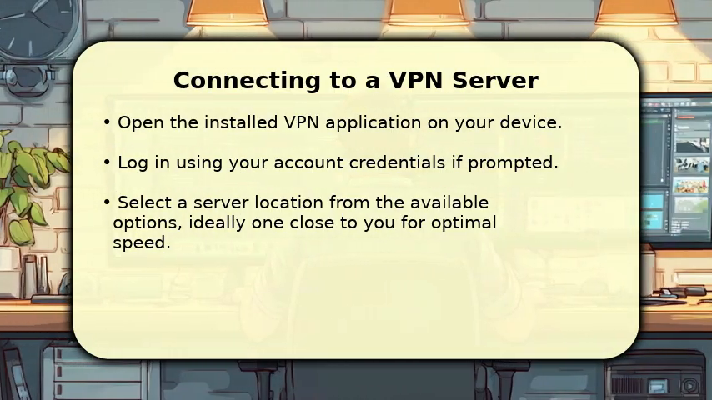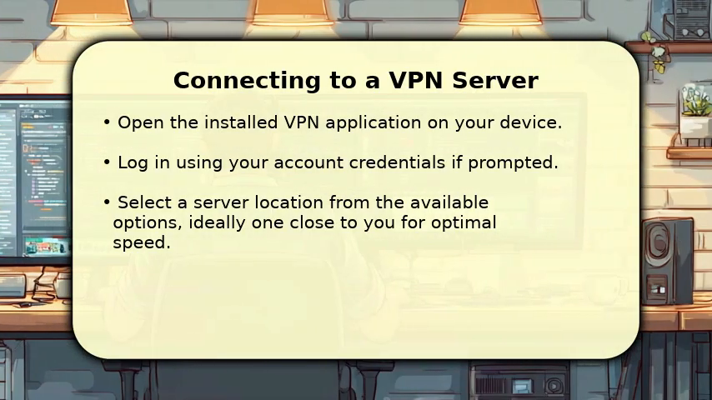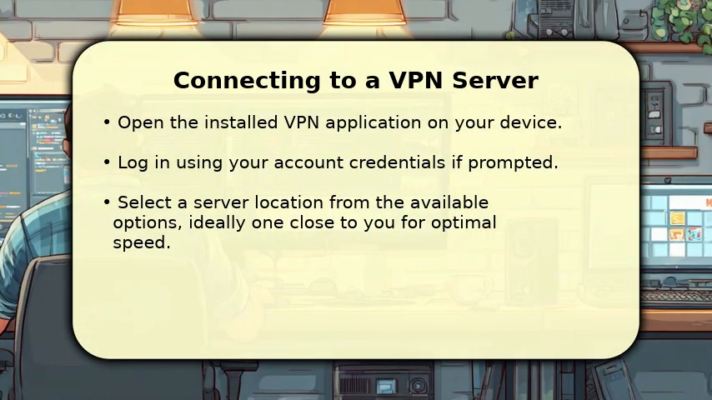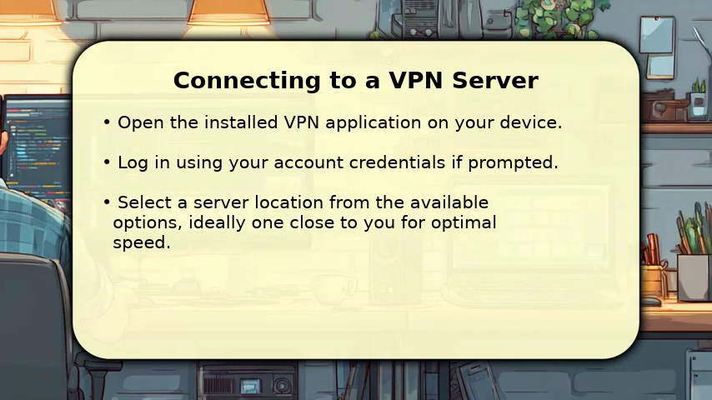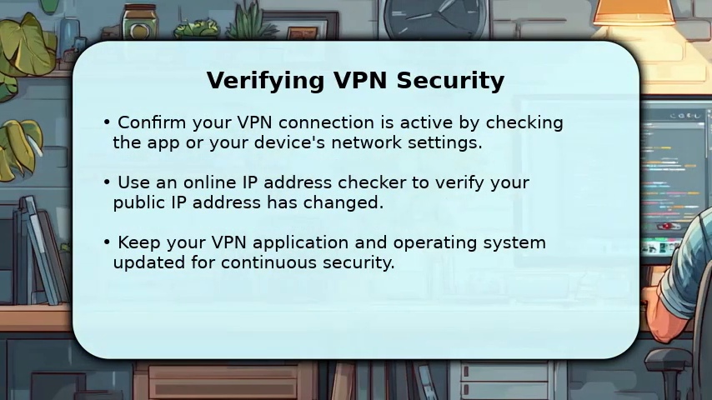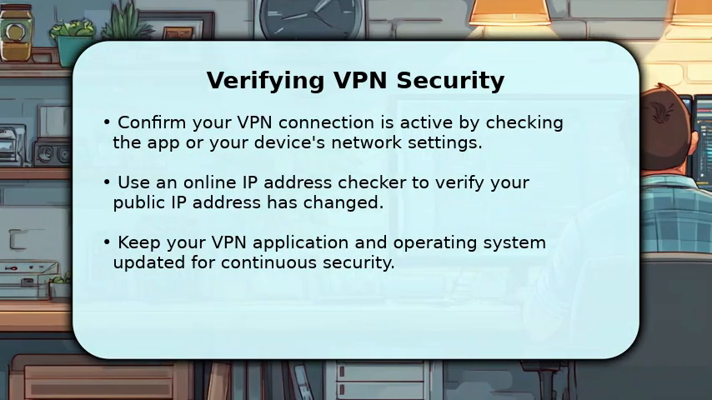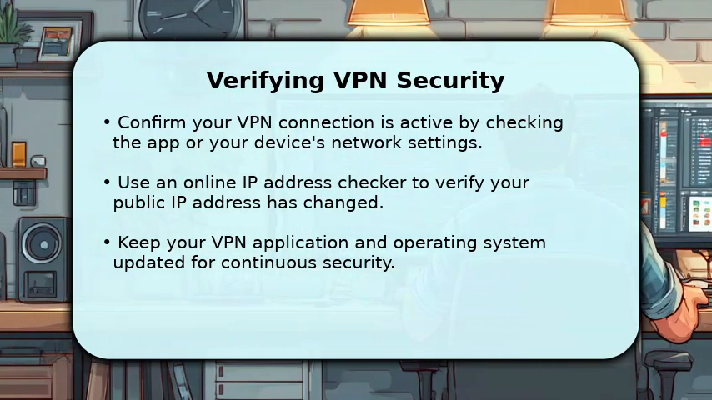Once selected, simply tap or click the Connect button. Your device will establish a secure, encrypted connection, often indicated by a key icon or a notification. This process usually takes less than 10 seconds to complete. After connecting, verify your VPN is active. The app will usually show a connected status, and your device's notification bar might display a VPN icon.